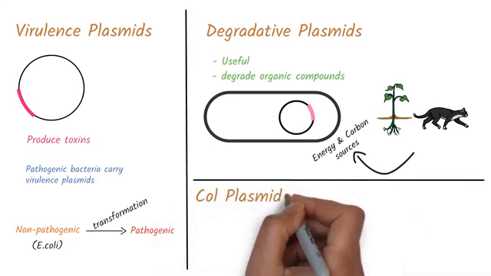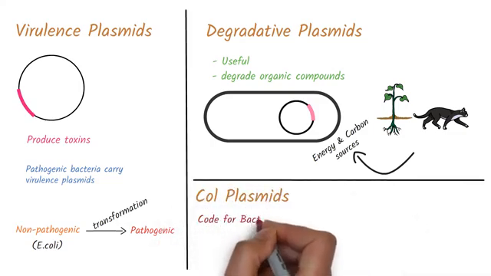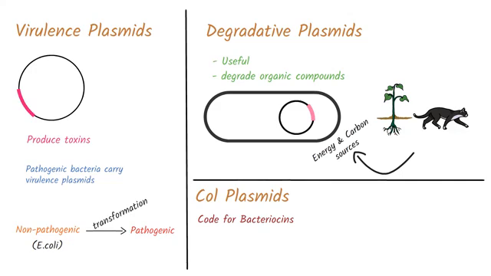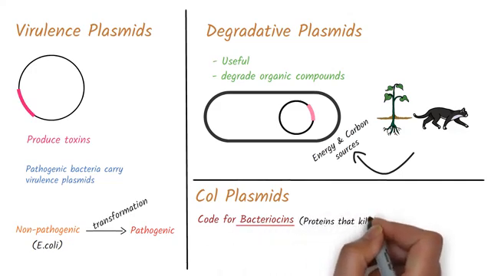Col plasmids carry genes that code for bacteriocins. Bacteriocins are proteins that kill other bacteria.